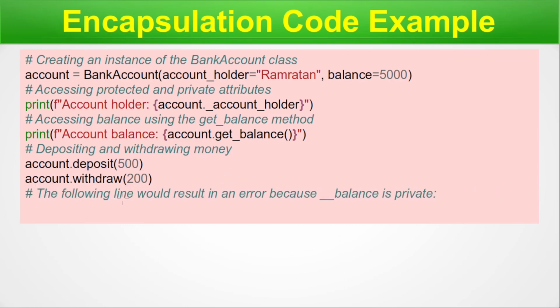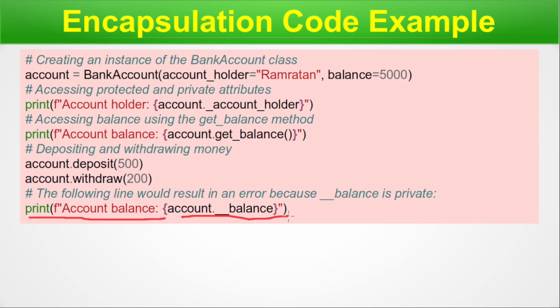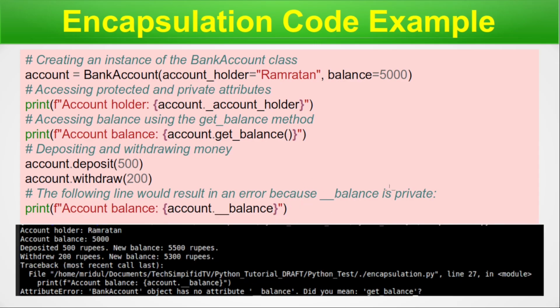The following line would result in an error because the balance is private. The next line, if we try to print the account balance, account.__balance, if we try to do that, it will give an error, since the data is private. Once you execute the code, this happens. First, we are using the account holder name. So the name is coming here.